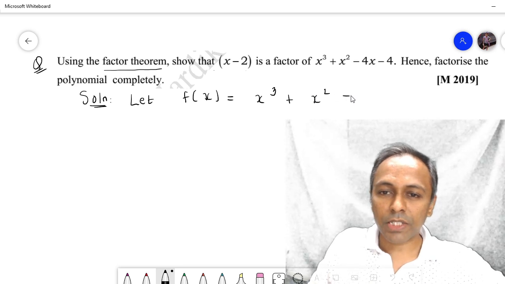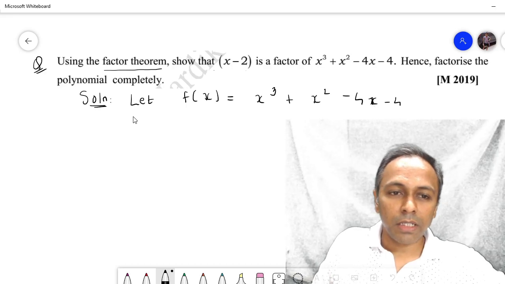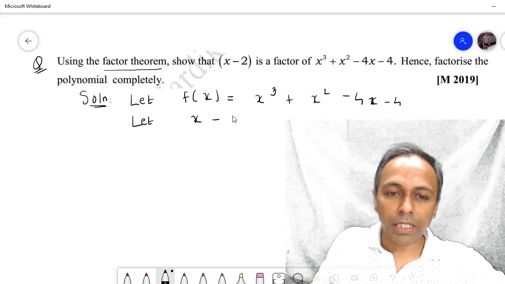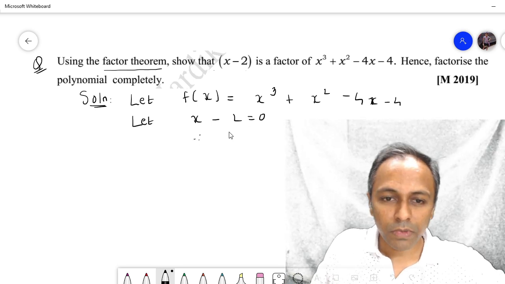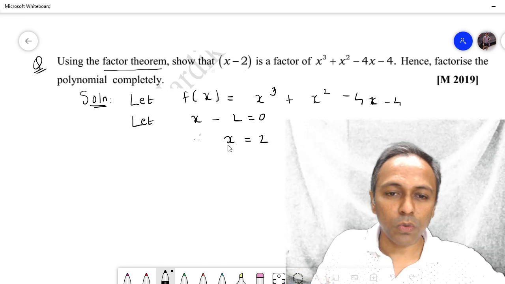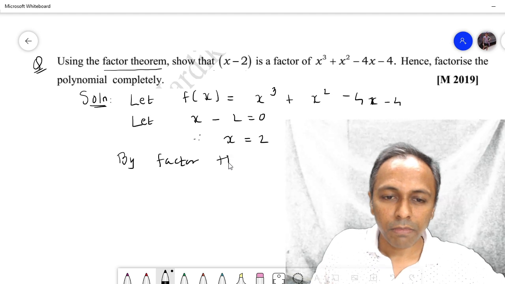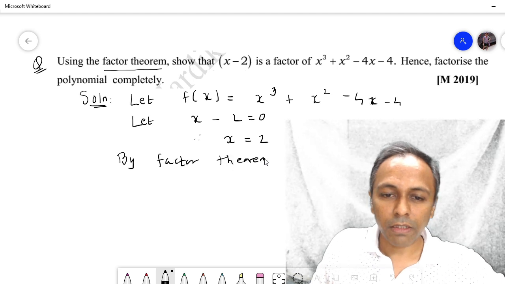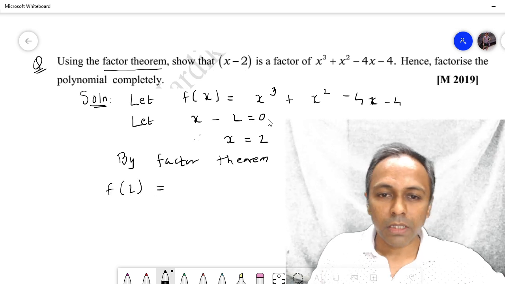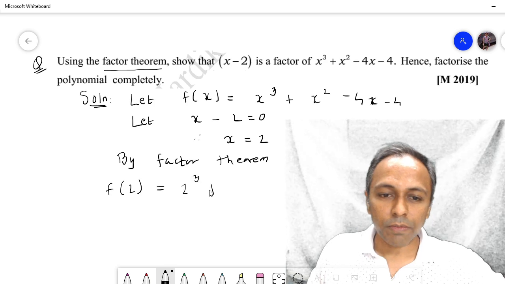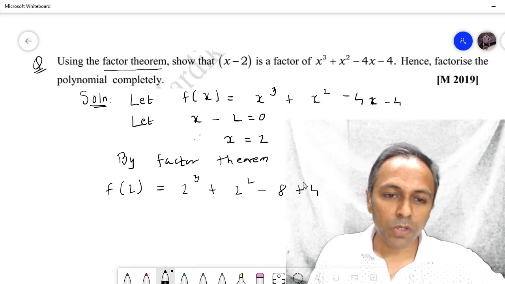So x cube plus x square minus 4x minus 4 is written. Then we can write let x minus 2 is equal to 0. Therefore x is equal to 2, by factor theorem. Since the word factor is written, it is better you write by factor theorem. Now put 2 in place of x, so this becomes 2 cube plus 2 square minus 4 into 2, which is 8 plus 4, so many to 2.